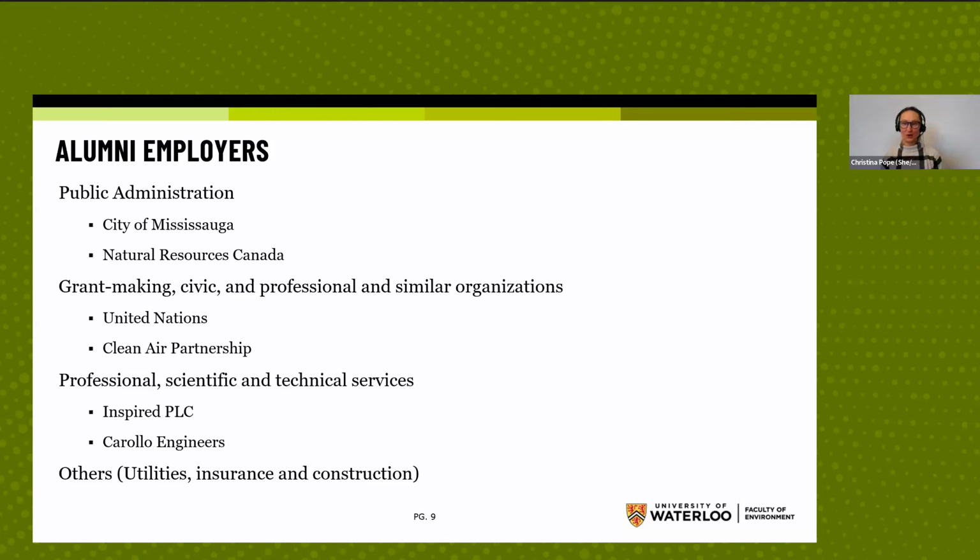And other alums also work in a variety of other sectors, which just shows how applicable this diploma could be for a number of different sectors. So anything including utilities, insurance, and construction. And we're actually joined today by an alum of the CRM program to talk a little bit about his experience in the program. So, Jean-Michel, if you wanted to come on in and talk a little bit about why you chose the program and what you're up to now.